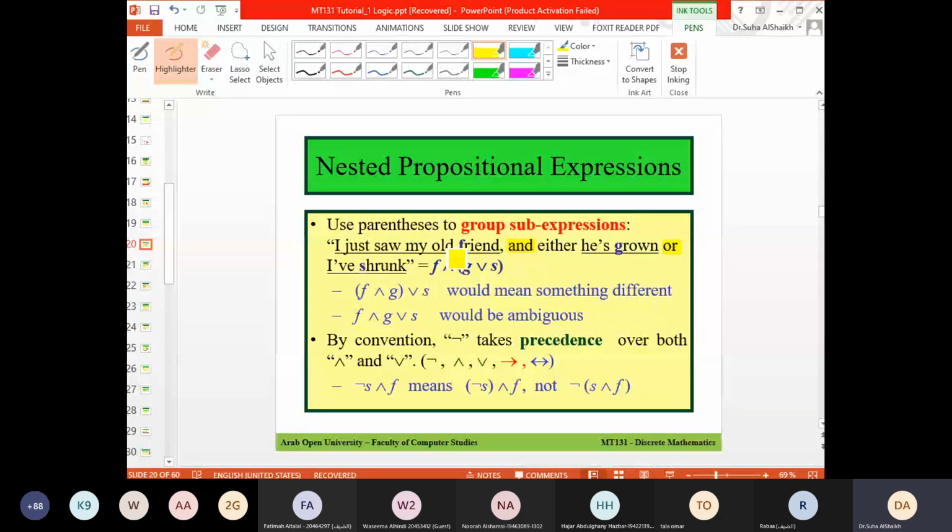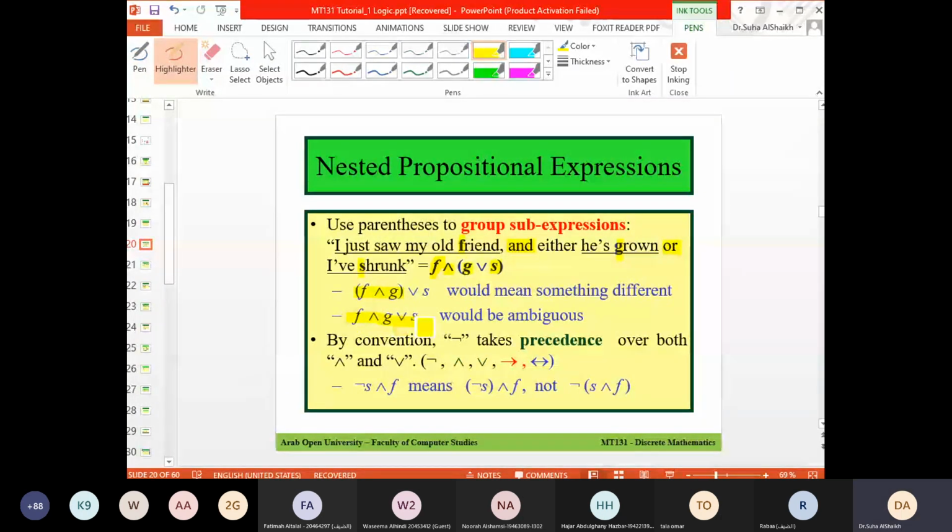So I just saw my old friend and either he's grown or I've shrunk. Now the first sentence we called F. The second is G from grown and the third is S from the word shrunk. So this statement is F and G or S. Yeah. Now if I change the place of the bracket, if I say it is F and G, it will be I just saw my old friend and he has grown, or I have shrunk. It means a different thing.